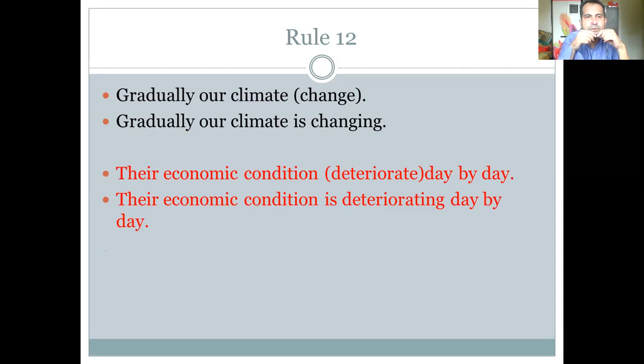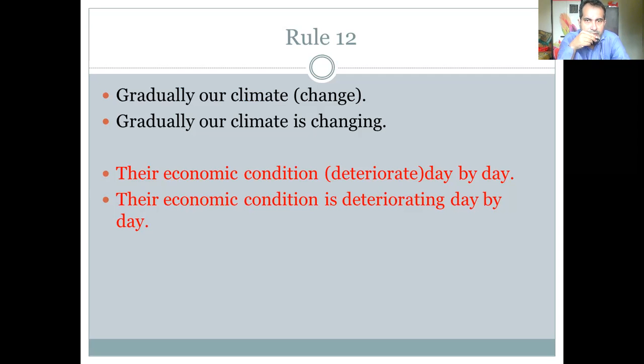Now consider this example. Gradually our climate in bracket change. Gradually means step by step. Slowly, slowly. Our climate is changing gradually. So when you see the word gradually, you can use the present continuous format here. So what should you write? Gradually our climate is changing. This is how you should solve this sentence exercise.